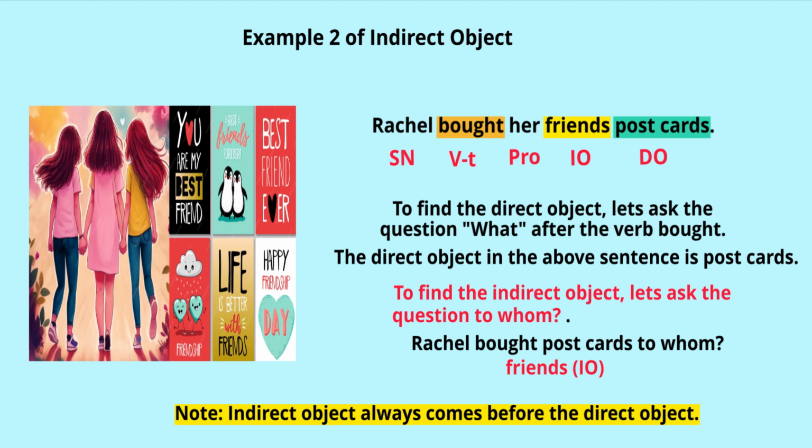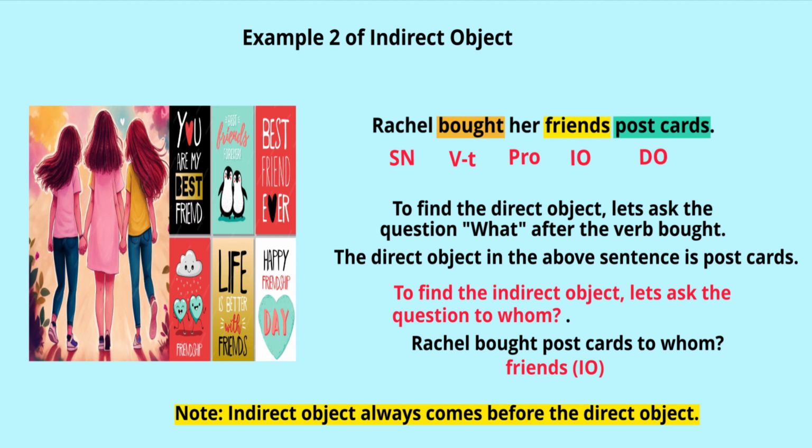Example 2 of indirect object. So in the image, you can see 3 friends and there are some cards, postcards, right? Rachel bought her friends postcards. So Rachel is a subject noun. What is the verb in this sentence? Bought. To find the direct object, what do we need to do? We need to ask the question, what after the word bought? Rachel bought what? Rachel bought postcards. So your answer is postcards, and postcards would be the direct object.